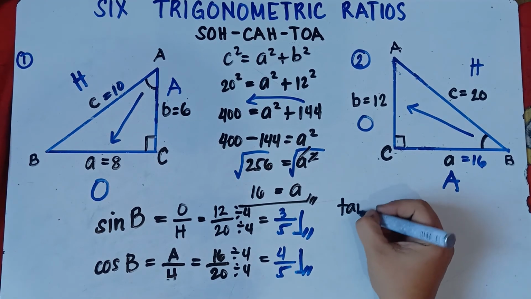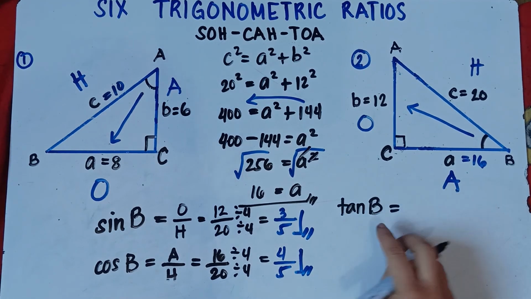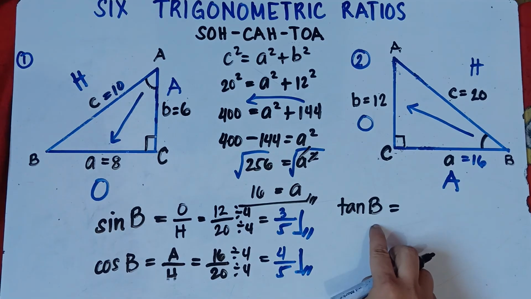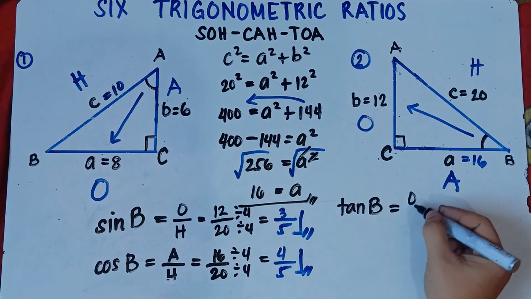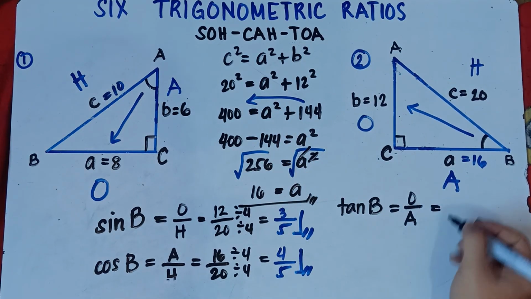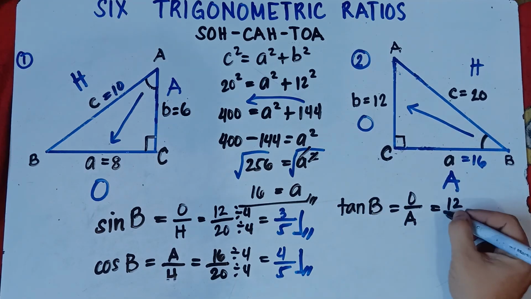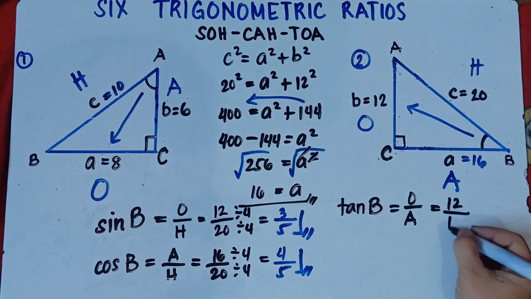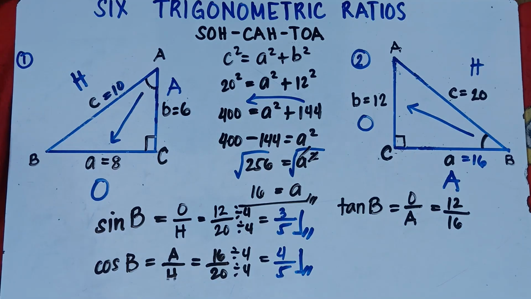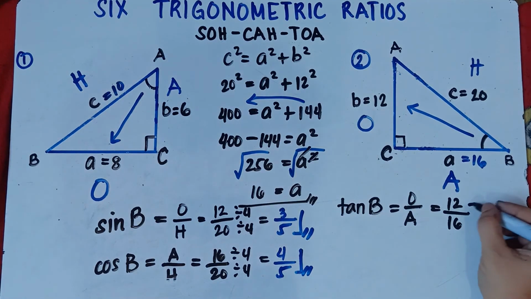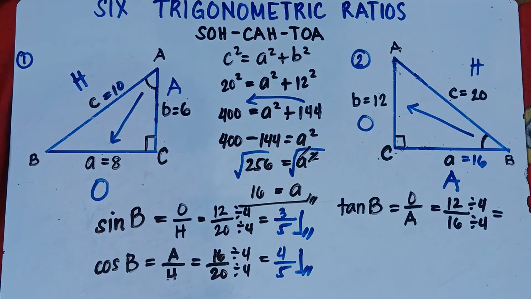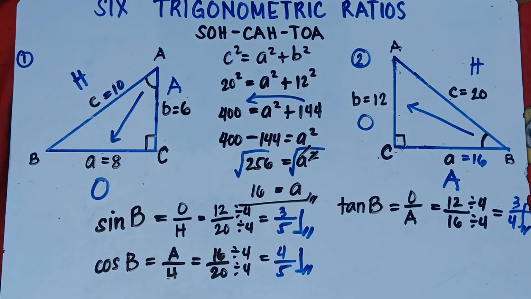So tangent B. So capital B for the angle. So that would be opposite over adjacent. Our opposite is 12. Our adjacent is 16. So can we reduce 12 and 16? Yep, we can divide this one by 4. Divide by 4. So 12 divided by 4, that is 3. 16 divided by 4, that is 4. So therefore, tangent B is 3 over 4.